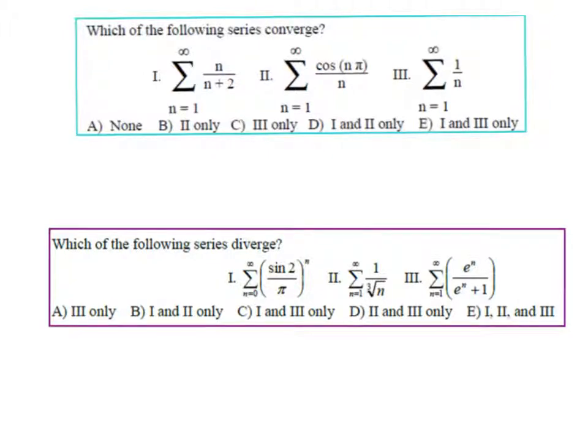All right, these are a couple AP questions. Which of the following converge? Well, the first one, n over n plus 2, I would think of the nth term test. If all you did was focus on this for a second, you'd ask, what's the limit of this? The limit of this is 1. So essentially, this is saying I'm just going to keep adding 1 over and over and over again.